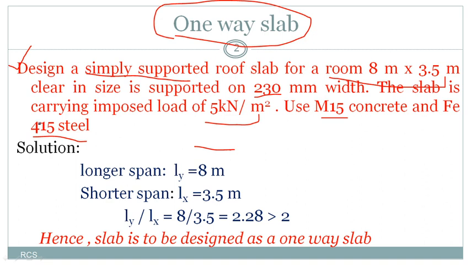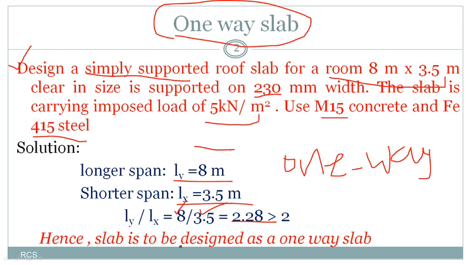Let us see according to this problem. Say Ly is 8 here. I am considering it as the longer span because the dimension is more compared to x, and the shorter span direction is Lx, that is 3.5. If I take the ratio of Ly by Lx, with Ly equal to 8 and Lx equal to 3.5, I will get 2.28. So 2.28 is greater than 2, so I can decide it as a one-way slab. Then we have to design this simply supported slab as a one-way slab. Hence, the slab is designed as a one-way slab. So we have decided that we have to design this slab as a simply supported one-way slab.